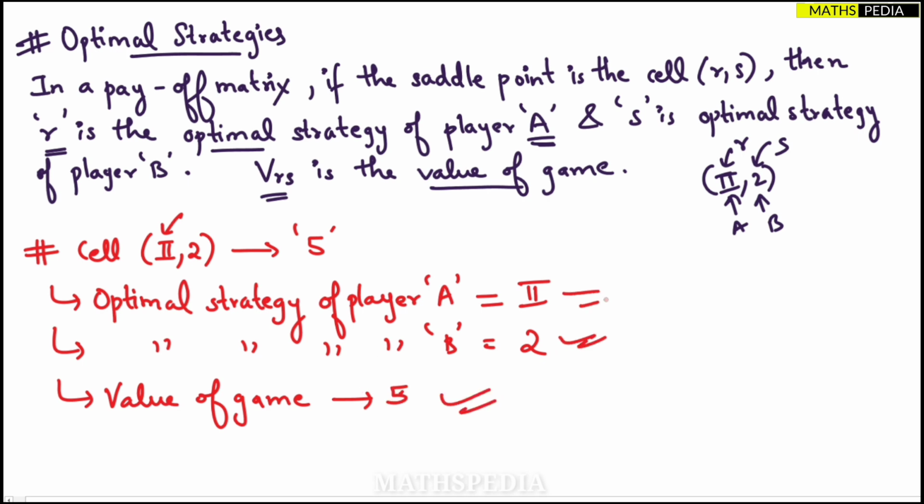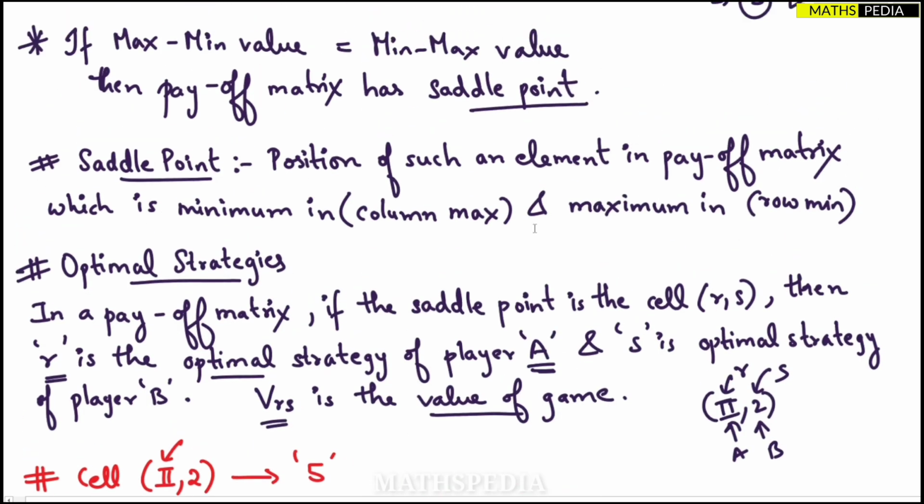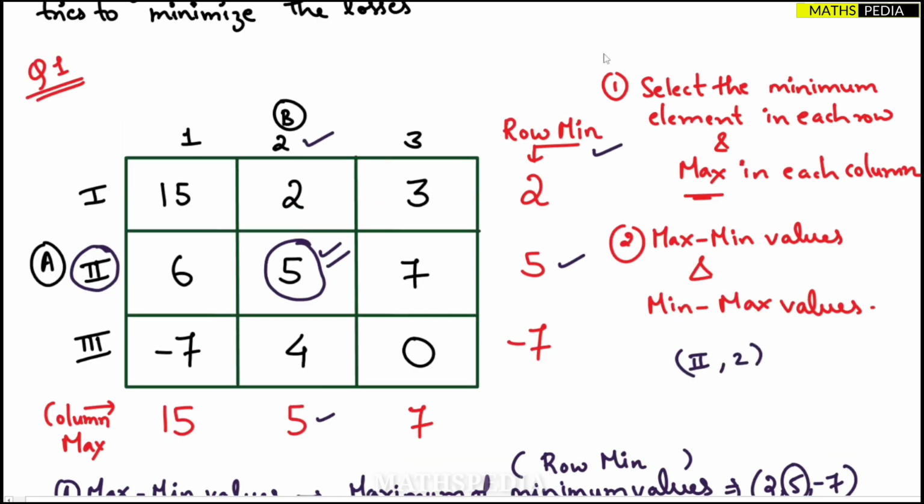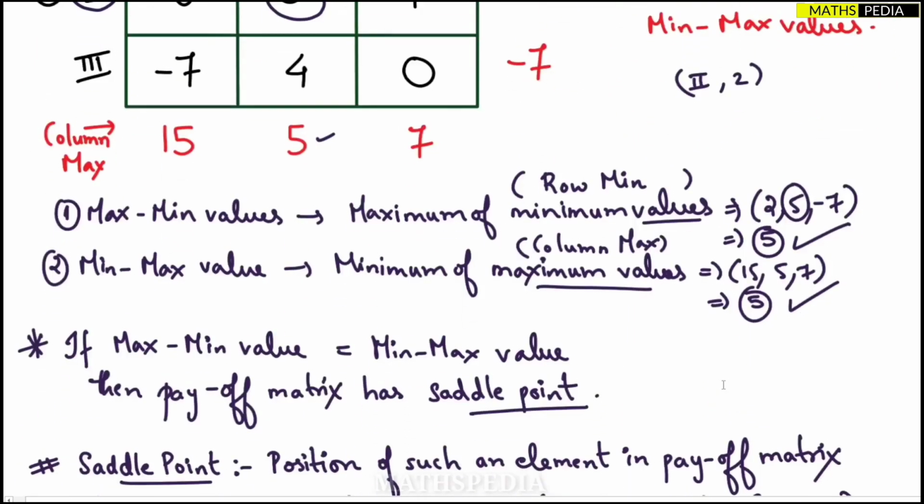All the things we have written. So first, you have to remember this condition. We'll discuss the problem where saddle point is not there, but you have to understand where saddle point is there, what you have to do. These two steps, if you understand, then it is done. Very simple steps. Try to understand. Okay.